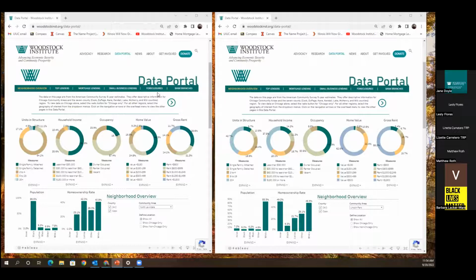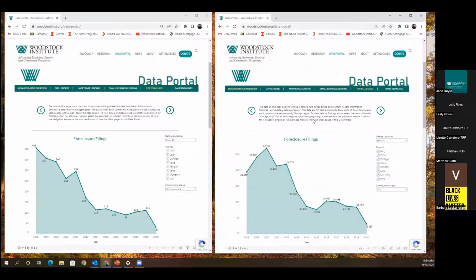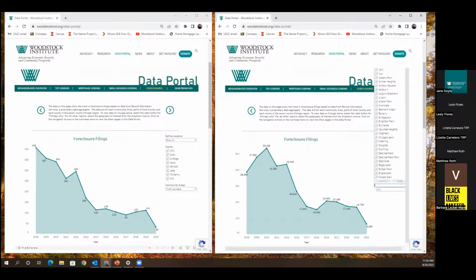Another piece of housing data we could look at is foreclosures. If we switch to the foreclosure tab at the top, we see the same general overall decline in foreclosures in both areas. But if we look a little closer at this, we find some interesting information. So we know that North Lawndale is smaller than Lincoln Park.